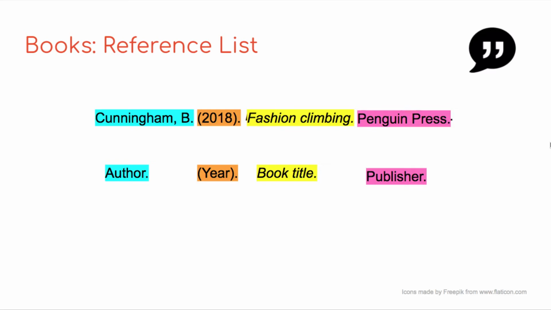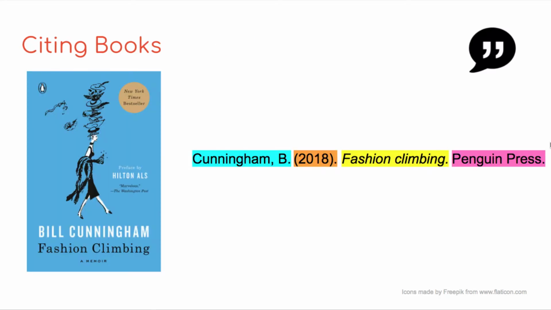Okay, so that's all the information you need. And actually something that's new with the 7th edition you might notice that's missing is they no longer require for APA citation the city and state of publication. So you don't need that anymore. So it makes it a little easier. So let's look at where we get that information from.